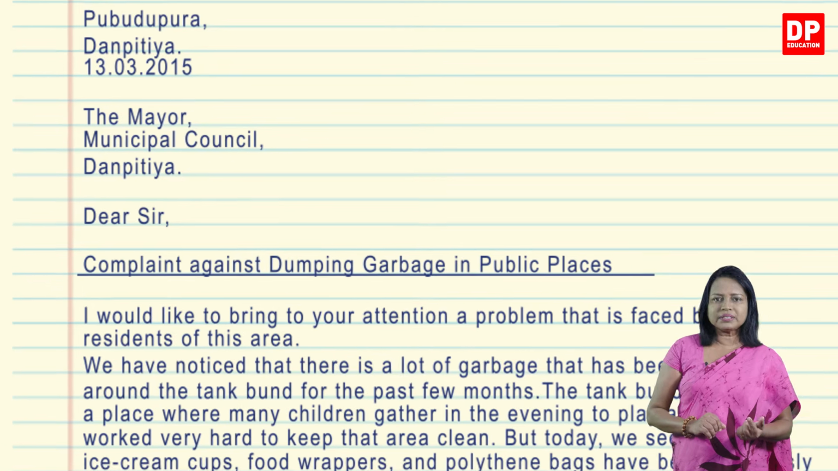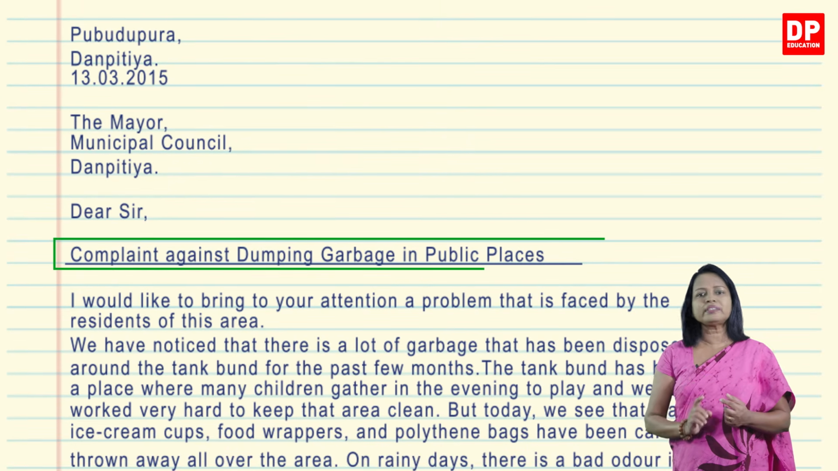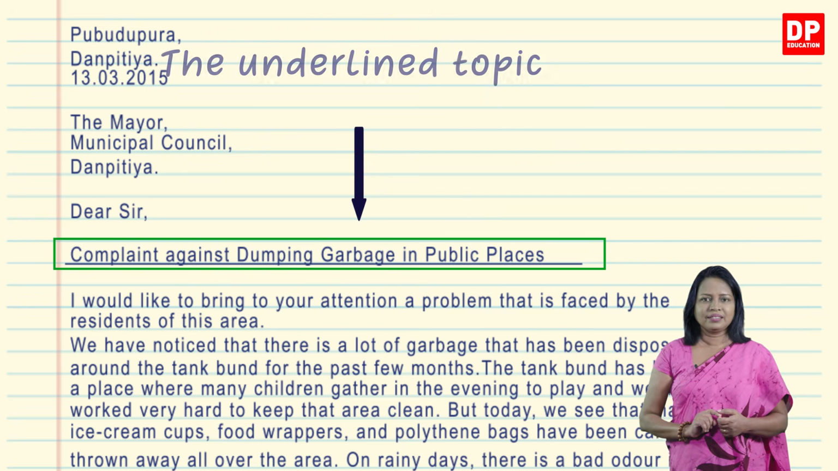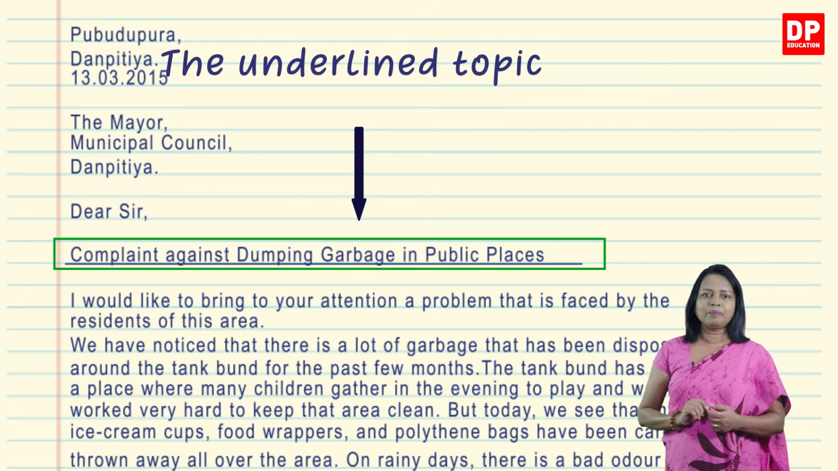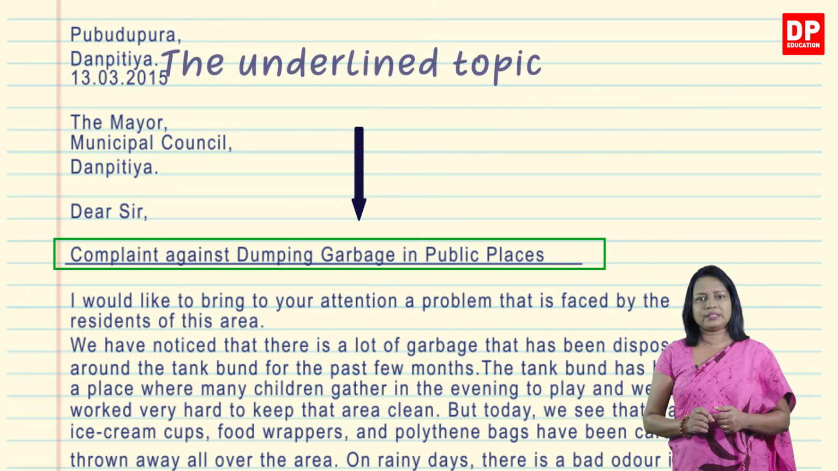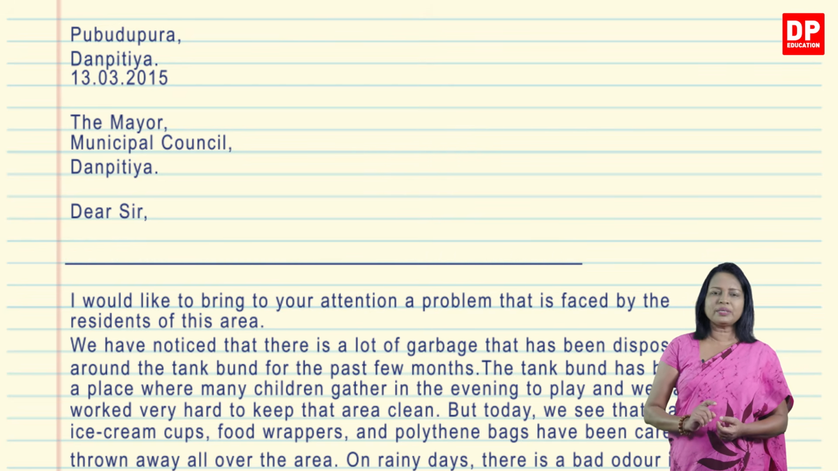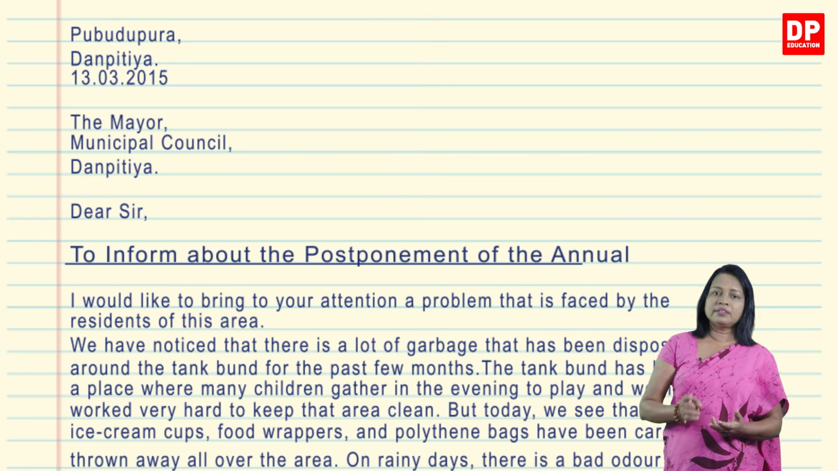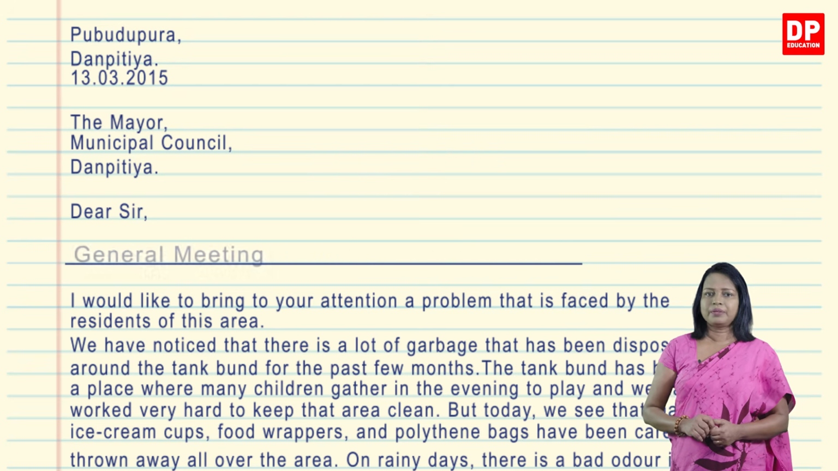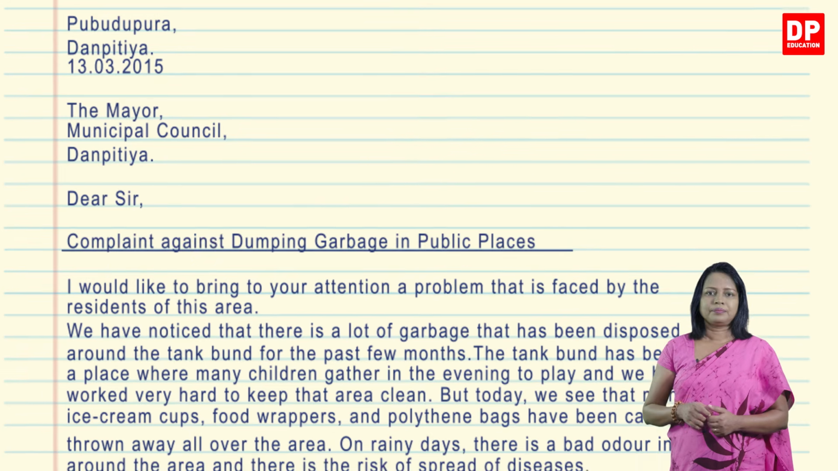Next you have the subject or the topic of the letter. In the topic, you start each important word with a capital letter and the topic is always underlined. See how it's done in this letter? Complaint against dumping garbage in public places. There may be other situations where you write formal letters like inquiring, informing, inviting, thanking, apologizing, etc. So you need to write the topic to suit the situation like this.